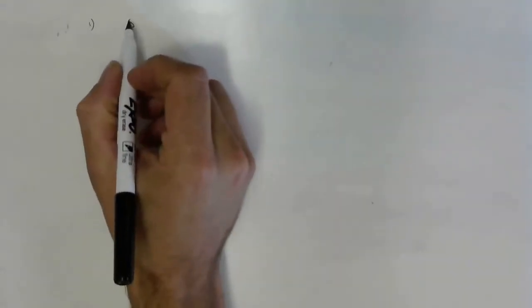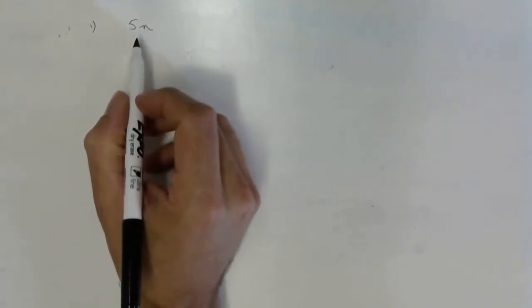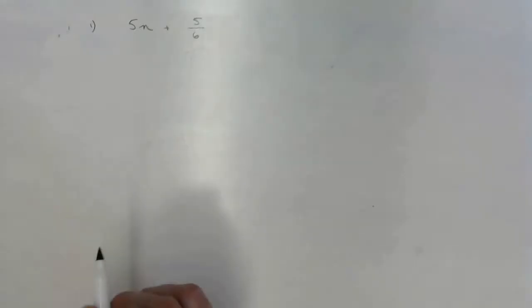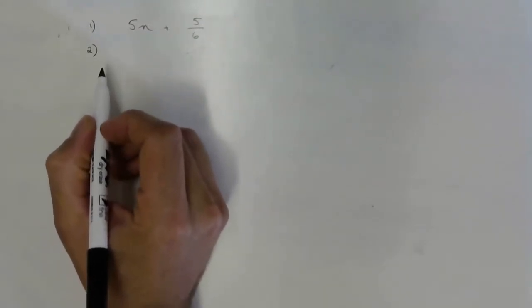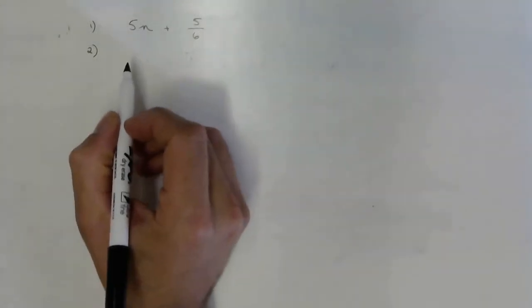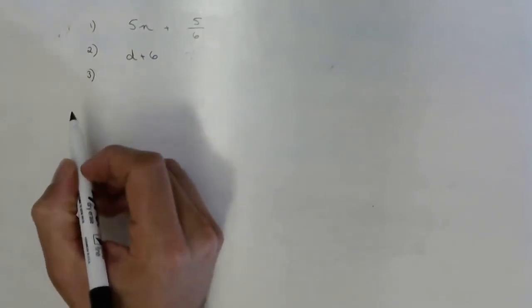If I'm adding something to something else, that actually means I need to start with the second part of this. I have 5 times n, and since multiplication is the default operation of algebra, I can just write 5n, and it says that to that I'm going to add 5/6. Okay? Number 2, the sum of d and 6. I need to know that sum means which operation? Addition. So I've got d and 6. I could write d plus 6 or 6 plus d.